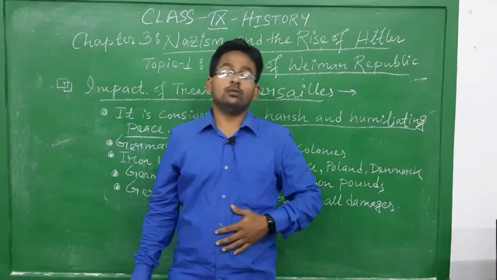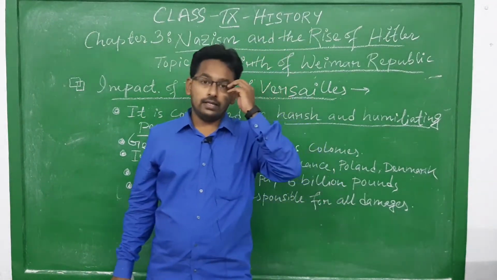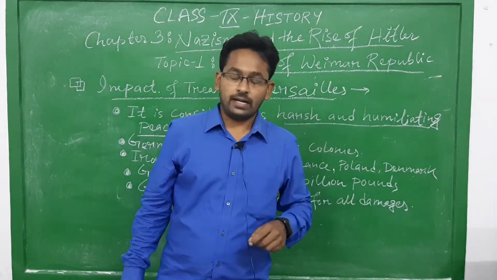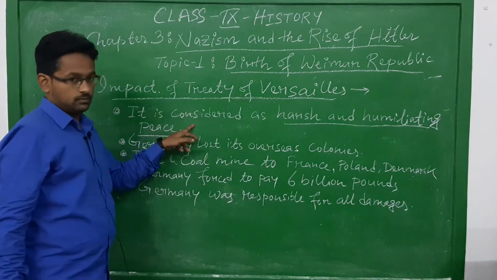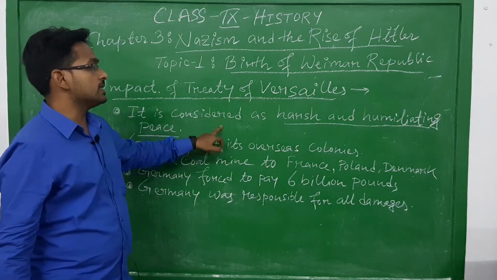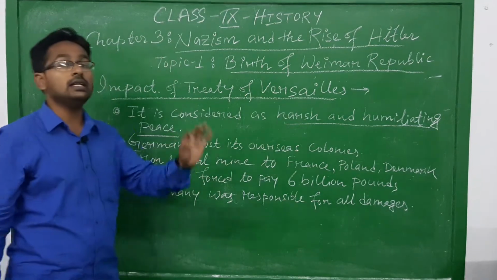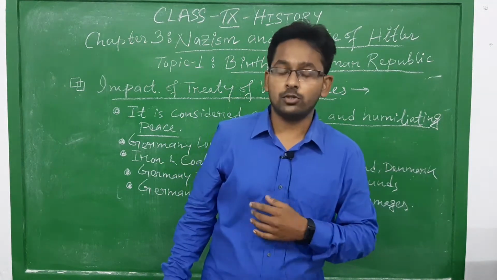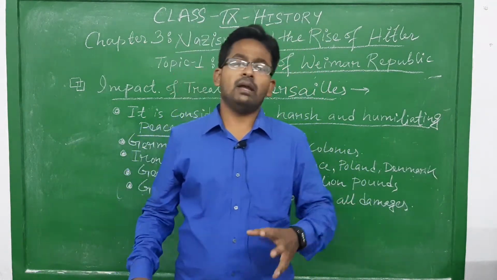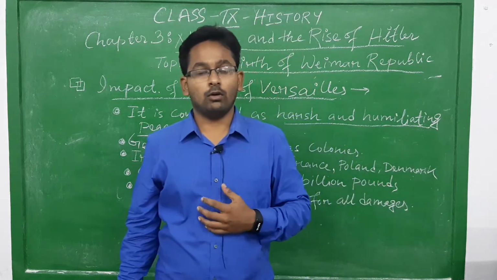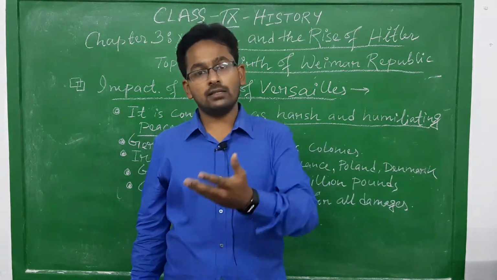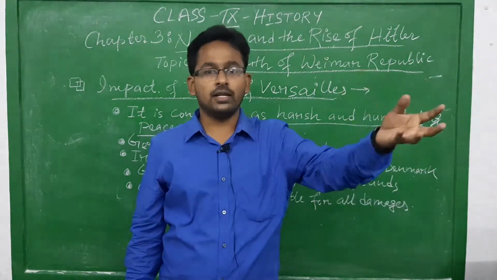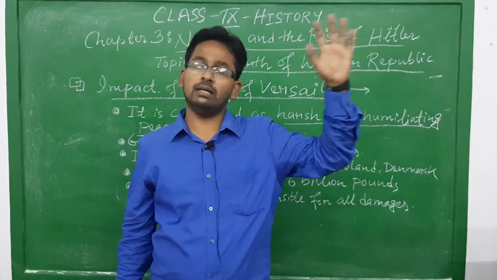As I told you, the Treaty of Versailles of 1919, which ended the First World War, was considered a peace treaty, right? But all the Germans considered the Treaty of Versailles a harsh and humiliating peace. Why? Because as you know, many countries participated in World War I. The Allied powers won against the Central powers, and among the Central powers were Germany, Austria-Hungary, Turkey, and many other powers.